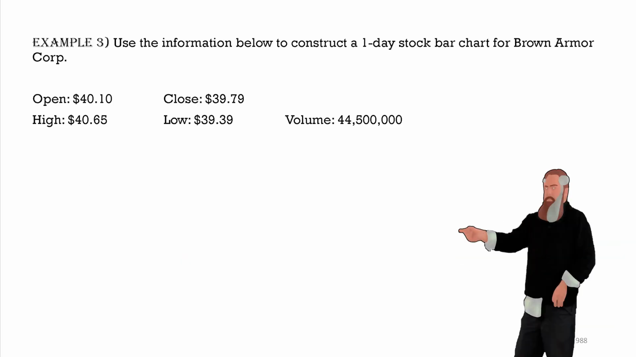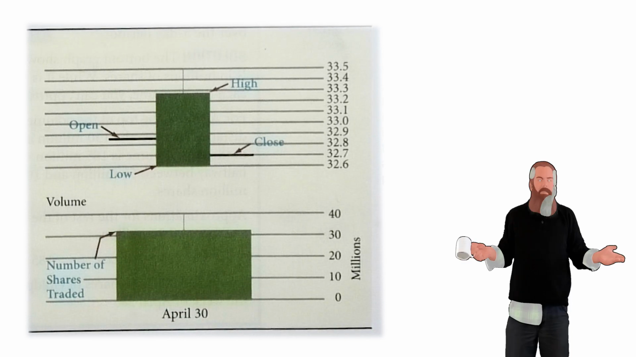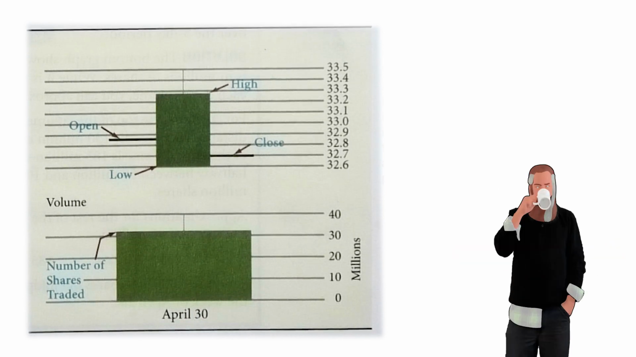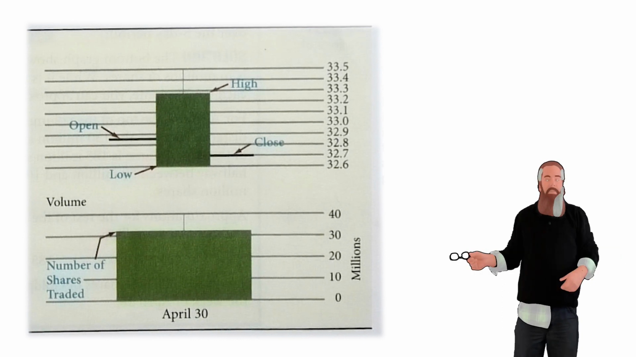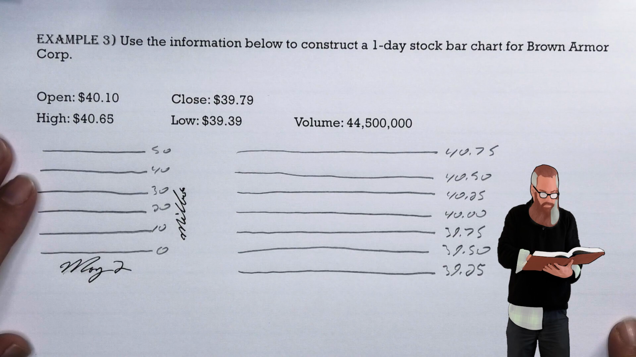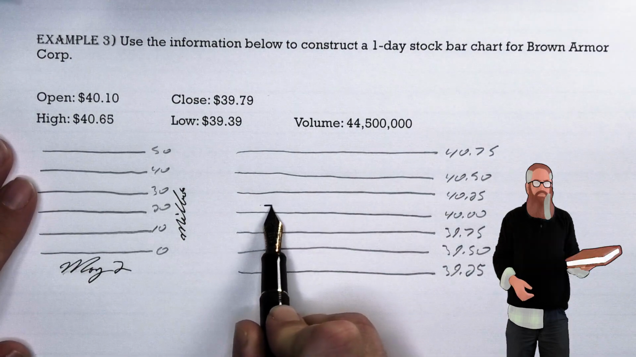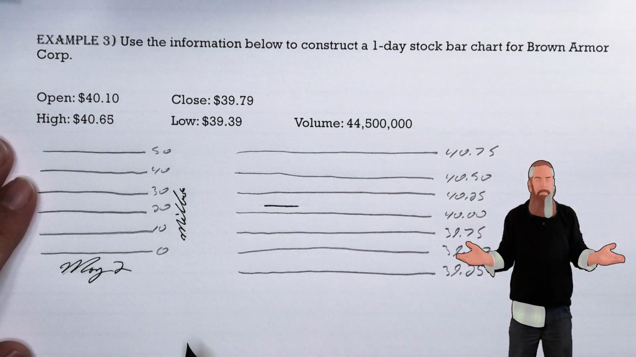Now let's create a stock bar chart. To do this, we're going to want to remember that the main bar's top point is the high of the day and its bottom is the low, where a tab off on the left is the opening price and a tab off on the right is the closing price. With the opening at $40.10, we can come just a little under halfway between the $40 and $40.25.